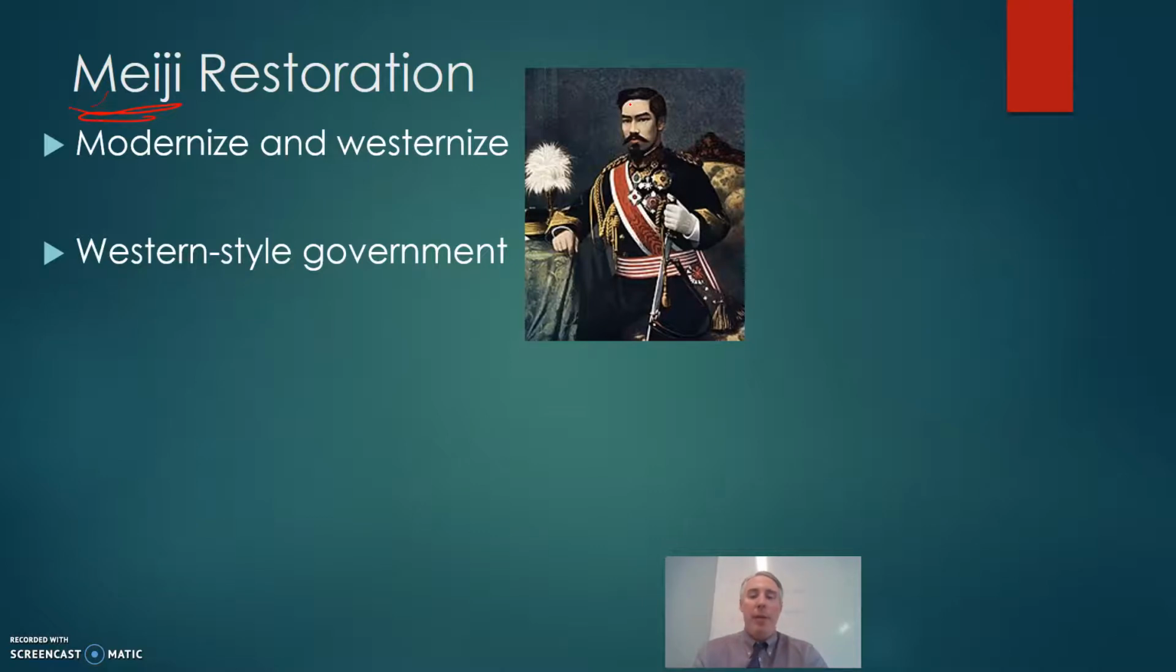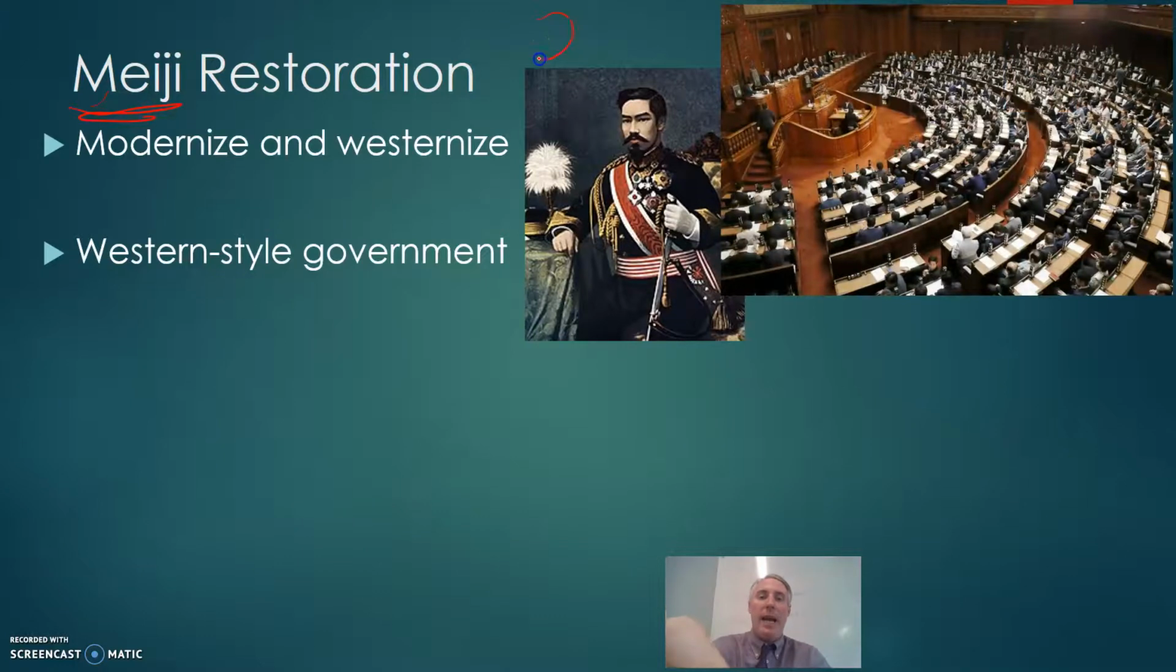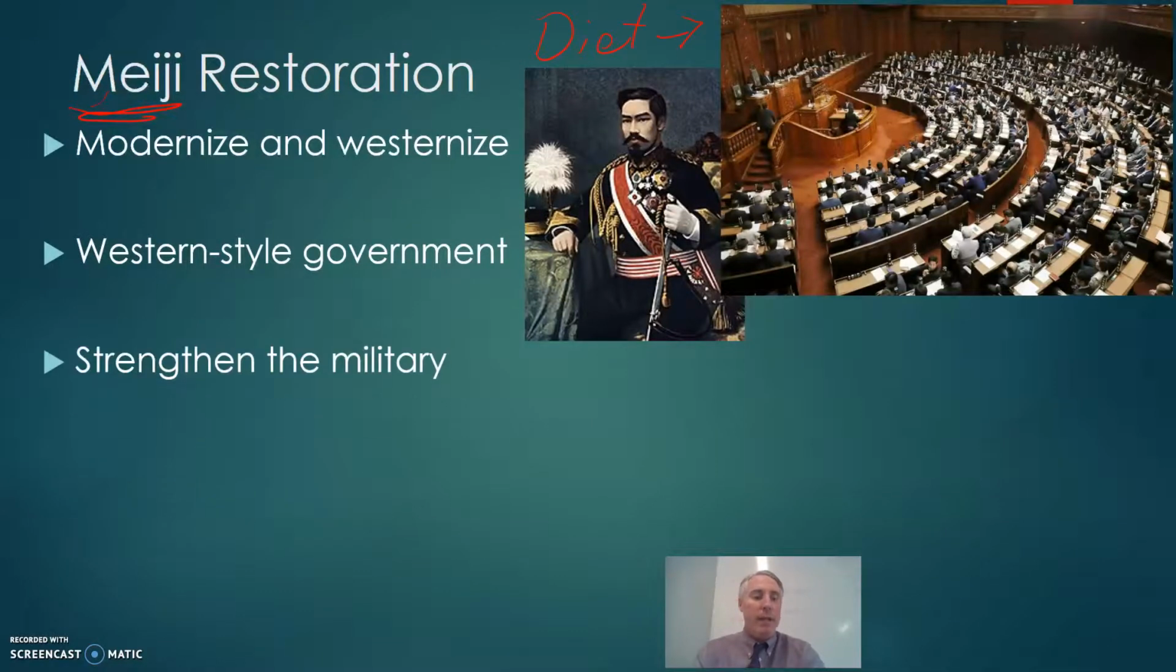But they also copied the German style of a two-house legislature, okay, and this is called the Diet. I know it's spelled like when you're trying to lose weight, but totally different. And that's copied off of the two-house legislature you see in Germany, Great Britain, even the United States, and it's still there to this day. That obviously is a modern-day picture. They also created a large bureaucracy with which they could administer the different departments of the government, and much of the attention of the government was given to strengthening the military.